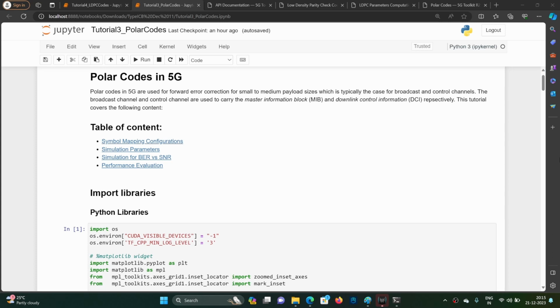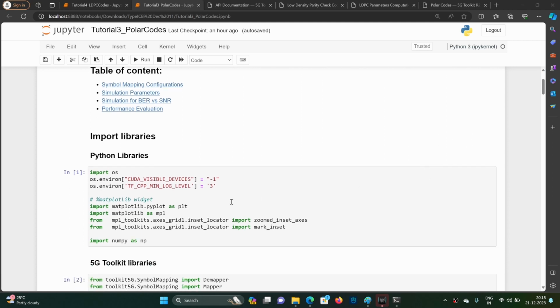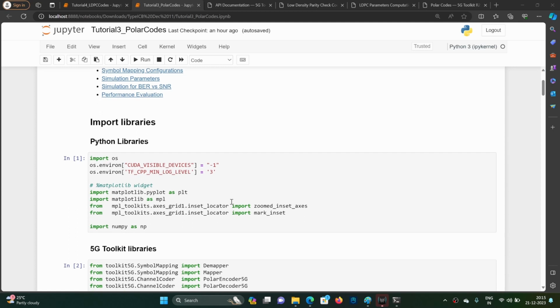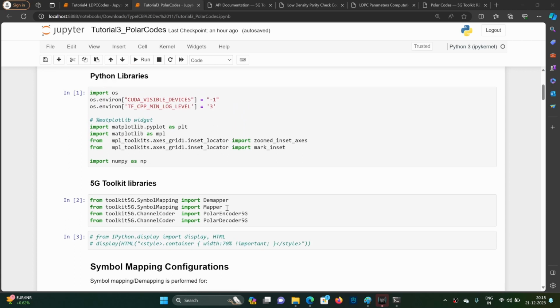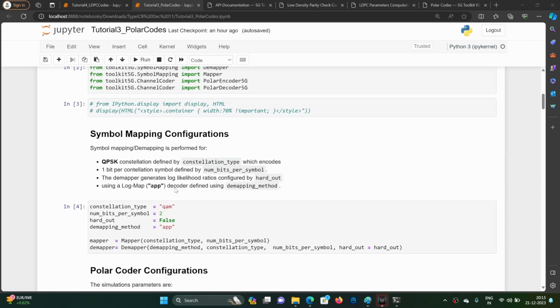So how exactly are we going to perform polar coding using the Toolkit 5G? Initially, as we had seen in the last video, we will be importing all the subsidiary Python libraries that are required. Then from the 5G Toolkit library, we will be using 4 modules: the mapper and demapper, which we had dealt with earlier, and specifically for this experiment the polar encoder 5G and polar decoder 5G. Here we are going to perform QPSK modulation, and on the receiver side we are going to perform log-MAP decoding. So that's all the information concerned with the symbol mapping.